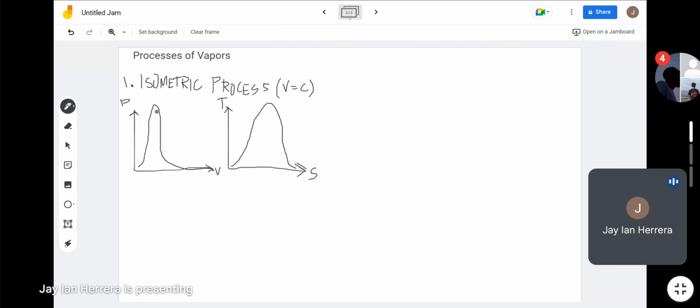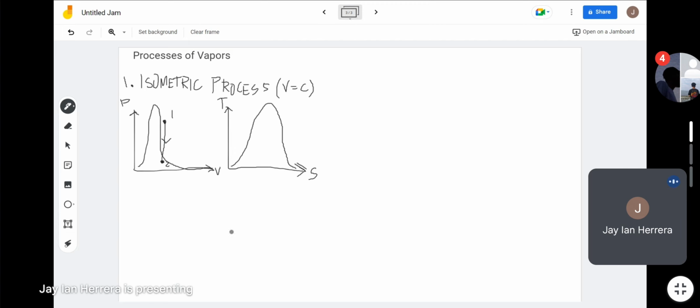Let's say we have point 1 here. Of course it will just move downward in a straight line, so that's point 2. That's the movement on the PV diagram.